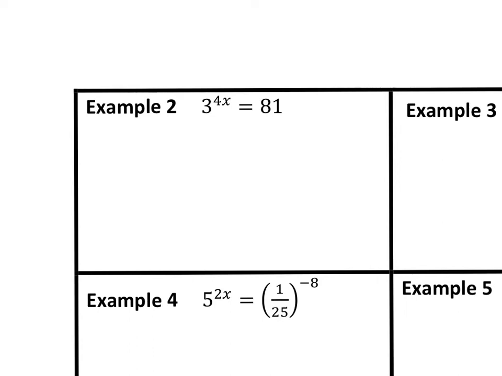So let me write that out here on the side. So my question is 3 to what power equals 81? Give you some time to think about that. 3 to what power gives me 81?